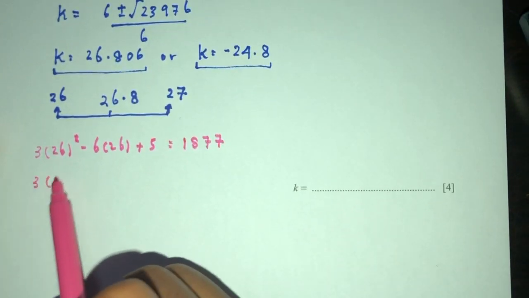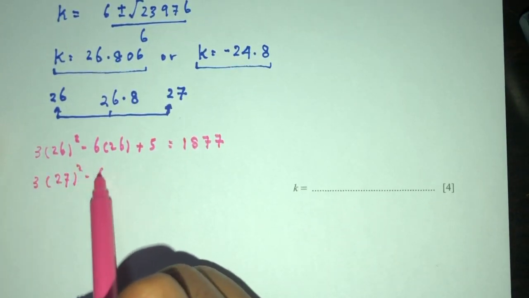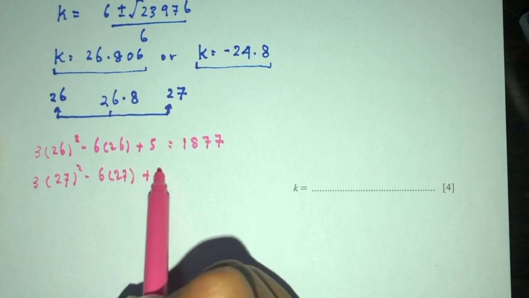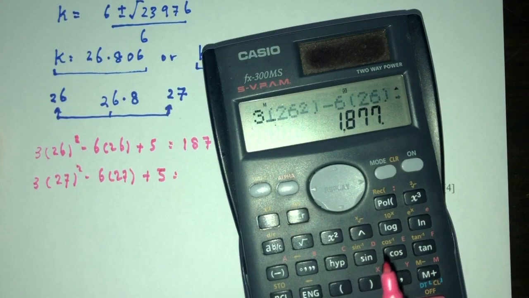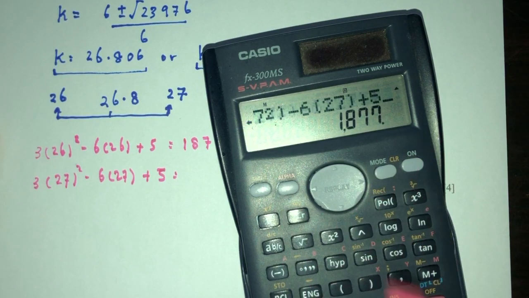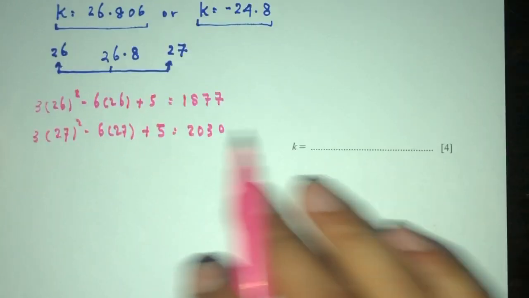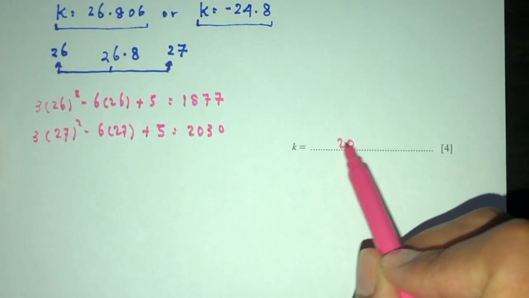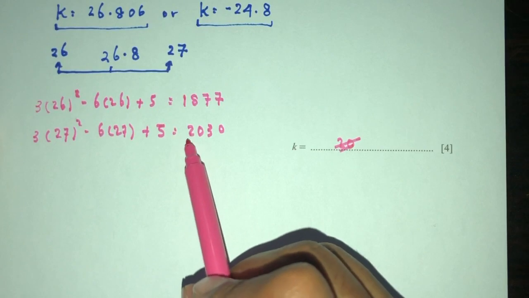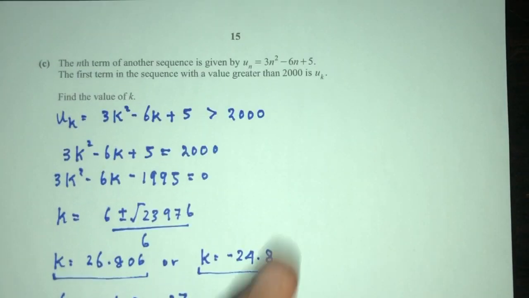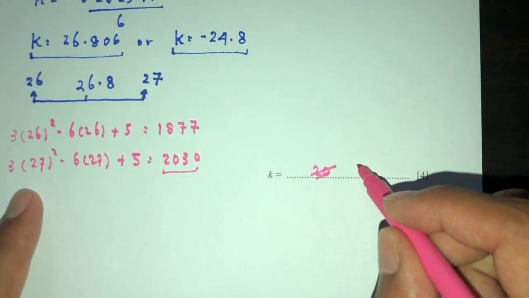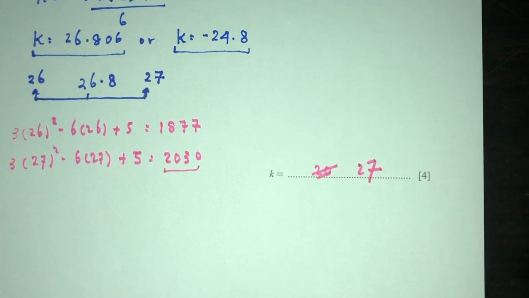The next term is 27. 3 times 27 squared minus 6 times 27 plus 5. That will be 2030. It will be valid because it is more than 2000, so that will be the term. k will be 27. That will be question part C.